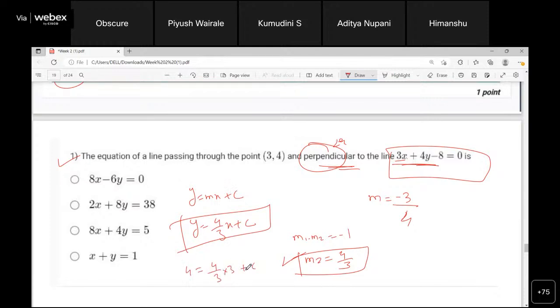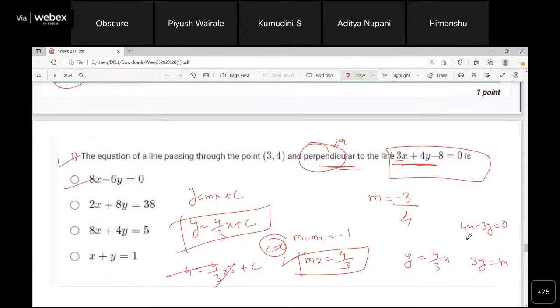So that is 4 equals 4 by 3 times 3 plus c. So the 3 will get cancelled. C equals 0, right? C is 0. Okay. So what I am getting is y equals 4 by 3 x. That is 3y equals 4x. That is 4x minus 3y equals 0.